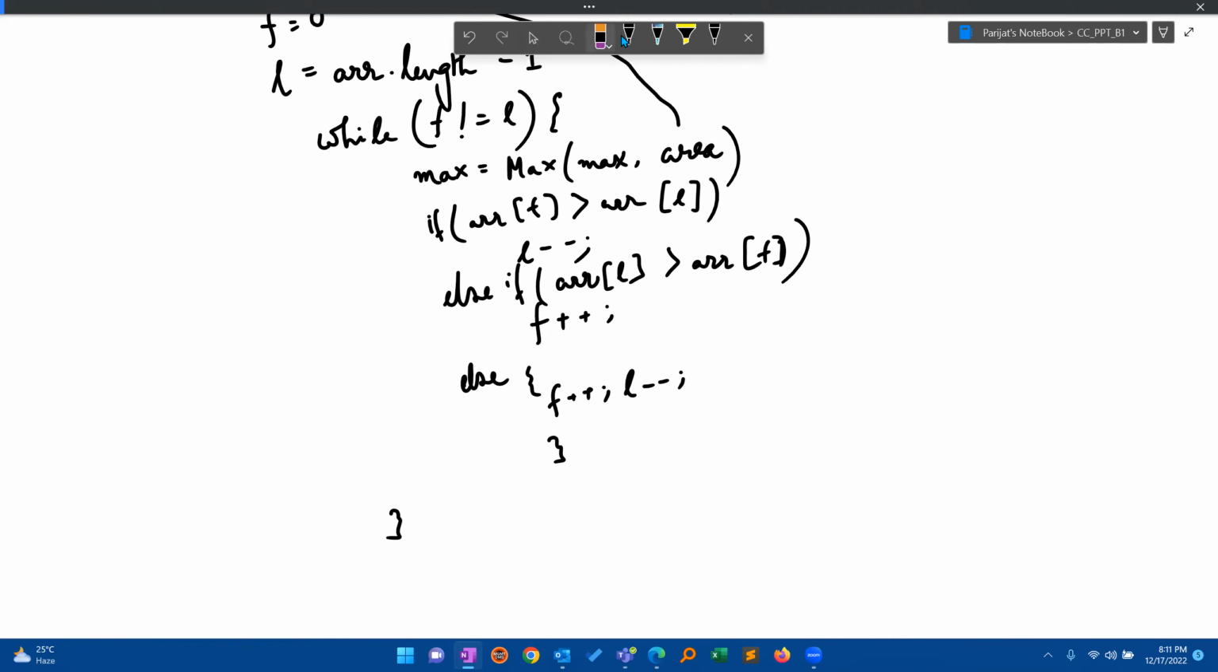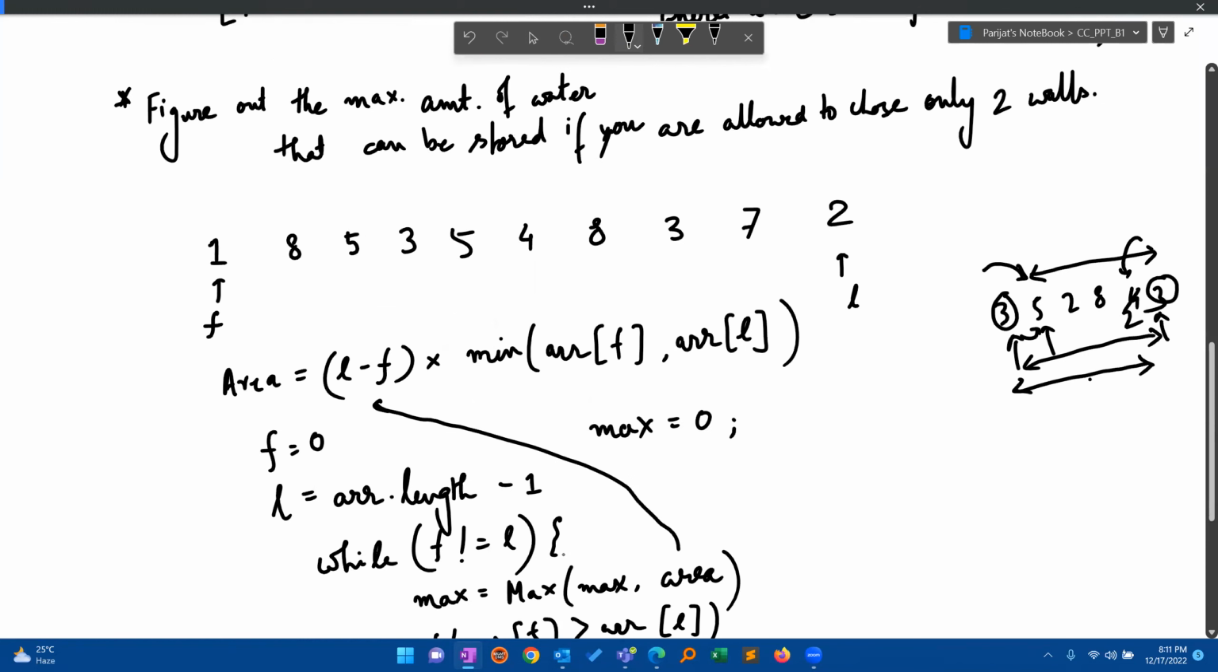Okay. So with this, we should be able to get the max at any point of time, and finally we'll be returning the max.